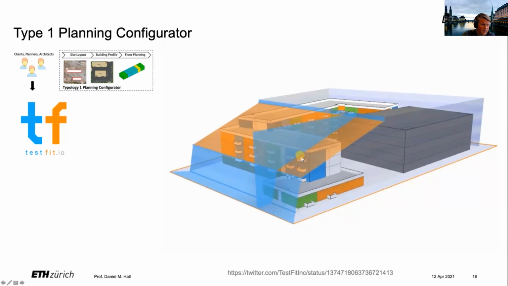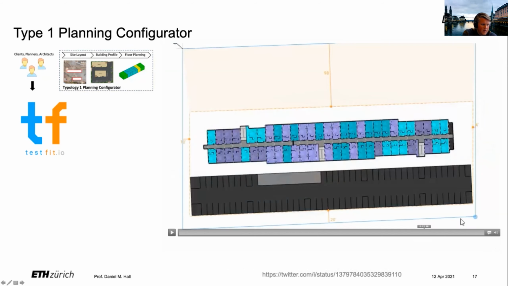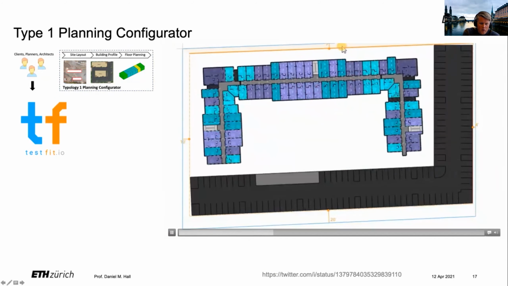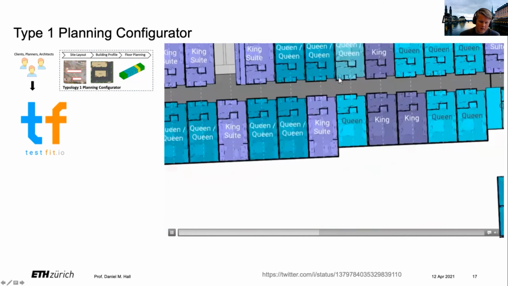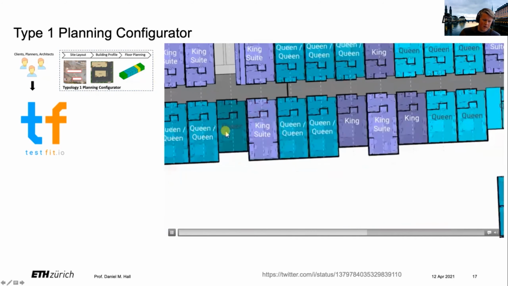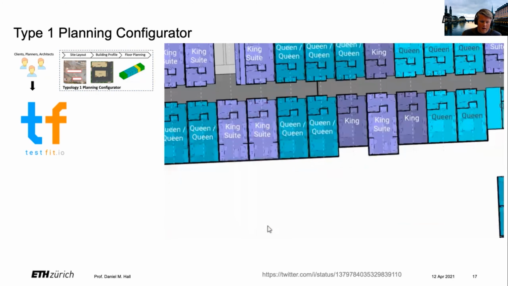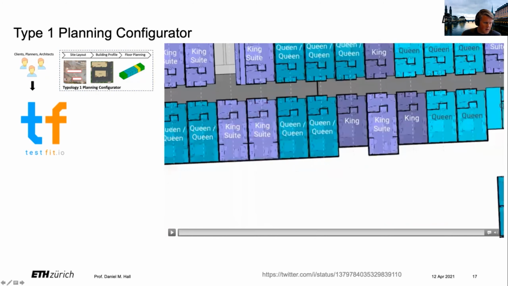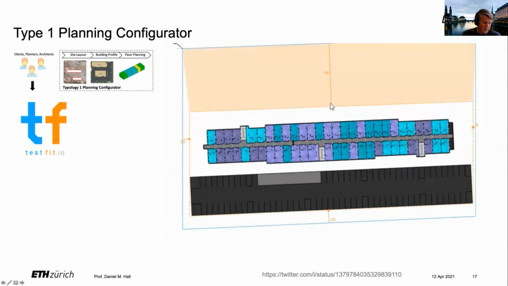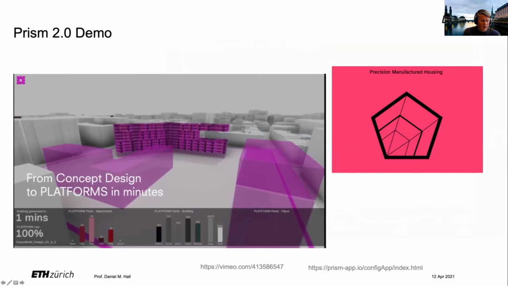Then you have another type of planning configurator here. This is the same from TestFit, but this is related to their hospital planning configurator. So you have units you can kind of move and change the space. You can also change different types of units, and you have a different mix as it goes. Yeah, so that's examples from TestFit. I also have an example from Prism. Now, I think you watched the video, but there was another video I wanted to show.